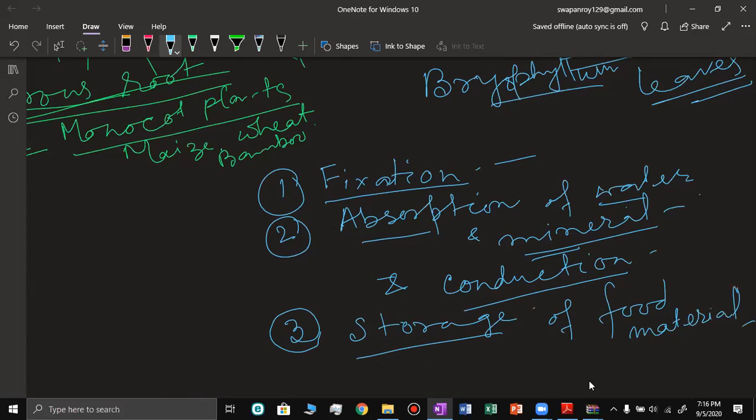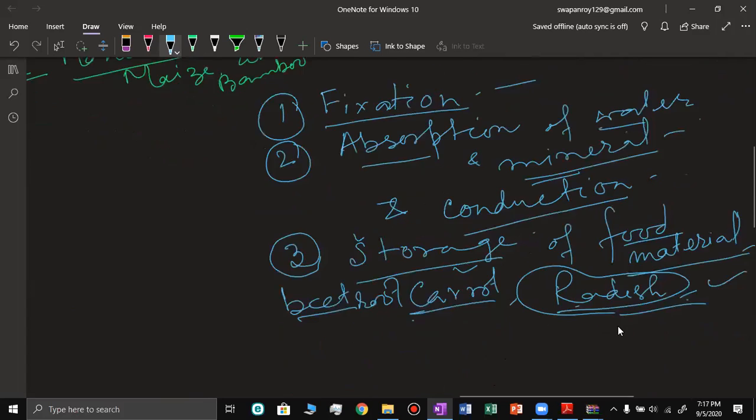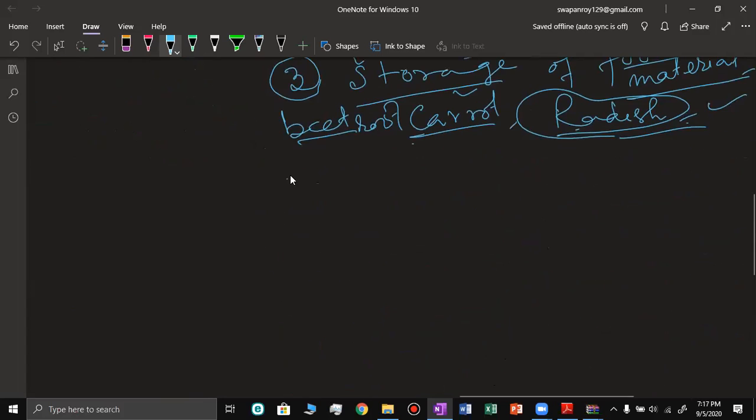You know that, I think almost every day you are using in your kitchen carrot, radish, beetroot, is it? These are the roots which are very thick and fleshy due to the storage of the food material. Then there are many other functions also.